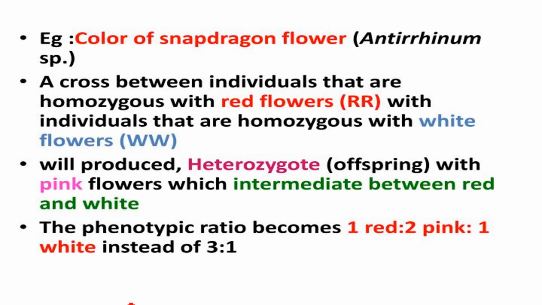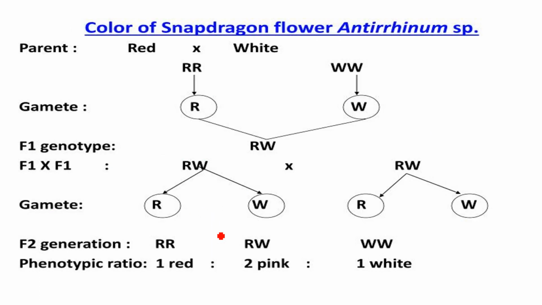See, we are taking another example, the color of a snapdragon flower, whose scientific name is Antirrhinum species. A cross between individuals that are homozygous with red flower and individuals with white flower gives us pink color flowers, and the ratio is 1:2:1. Now see here. This is the red color flower parent, this is the white color flower, capital R is the genotype, and here white is WW.